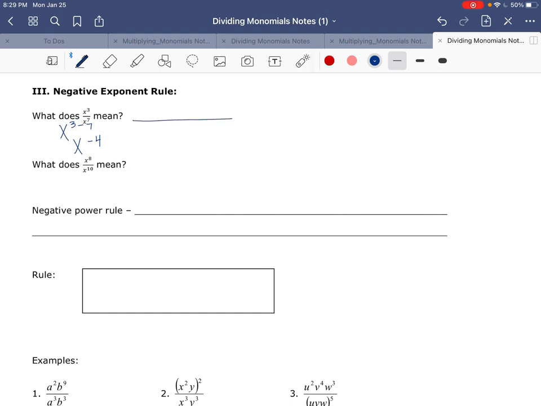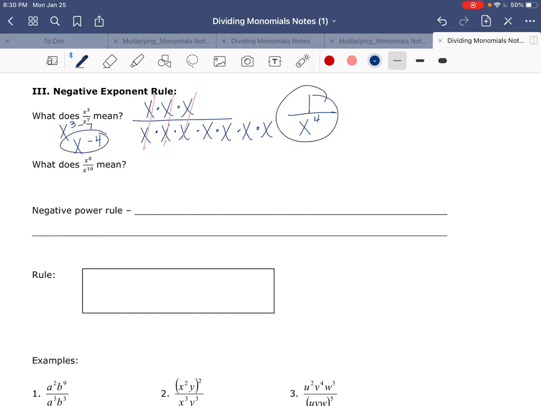But if I do my expansion, that's x times x times x over x times itself 7 times. And remember, anything divided by itself simplifies to 1. So I'm left with a 1 in the numerator and x to the 4th in the denominator. Well, this and this are going to be the exact same thing, but we cannot have negative exponents.